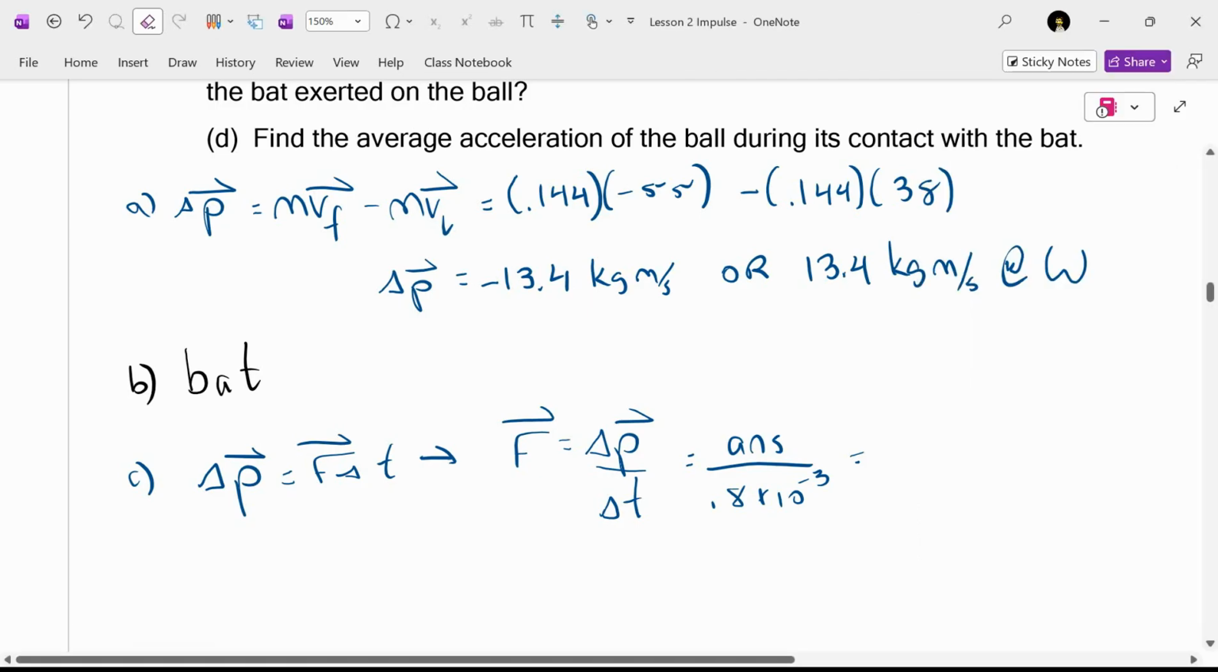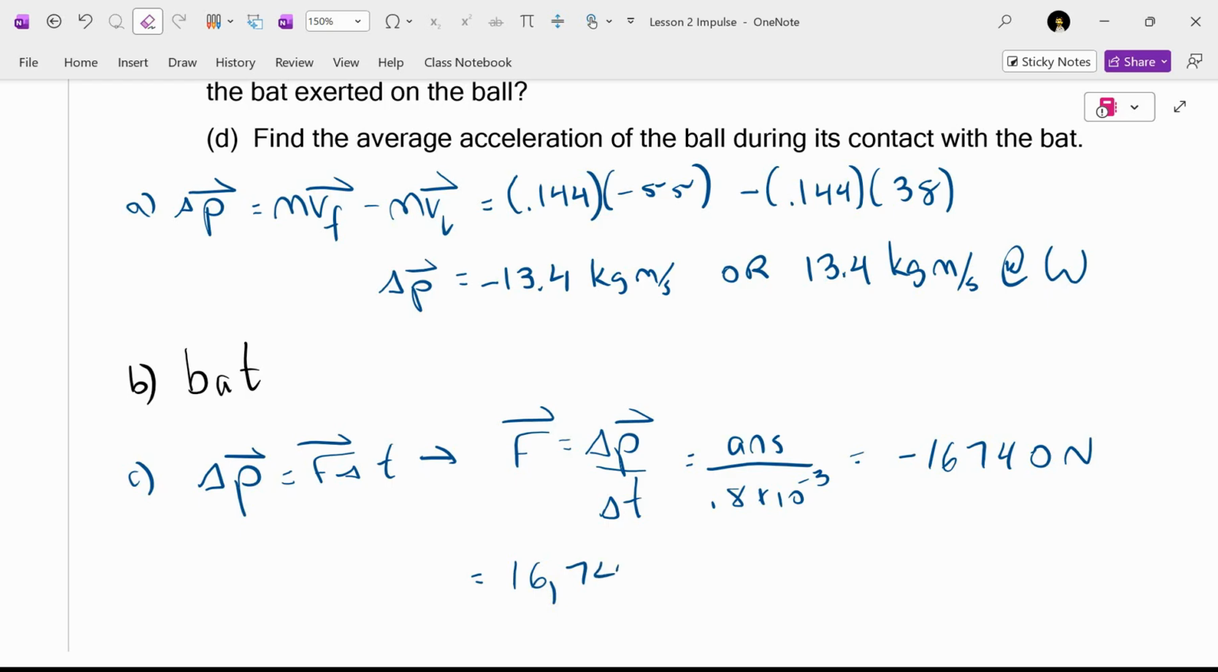What's the negative saying? Let's write that down. Direction. 16,740 newtons west. I would accept the negative. I would accept positive with the word west. But if you just wrote the positive, no, you've told me east. Now again, visualize the baseball coming in. Of course the force is to the west because it's got to first of all bring it to a stop and then get it going.